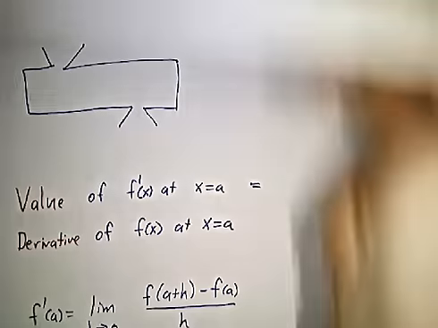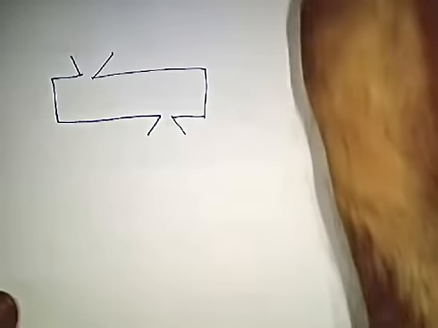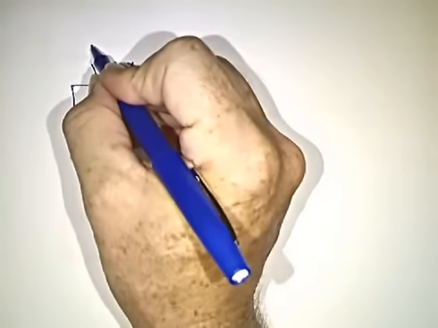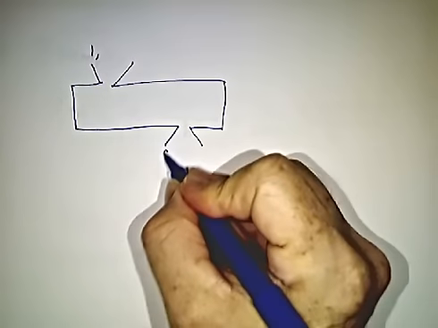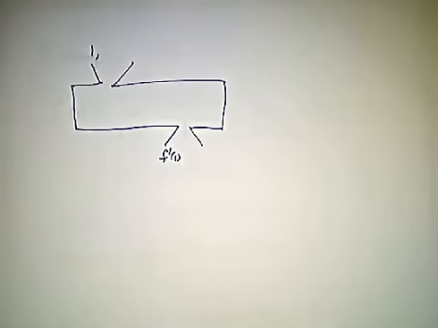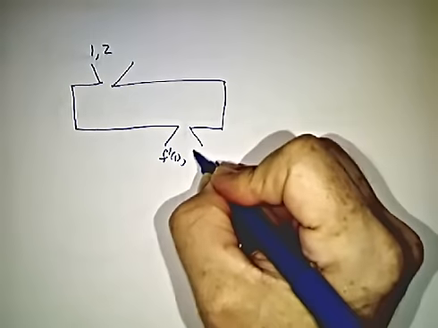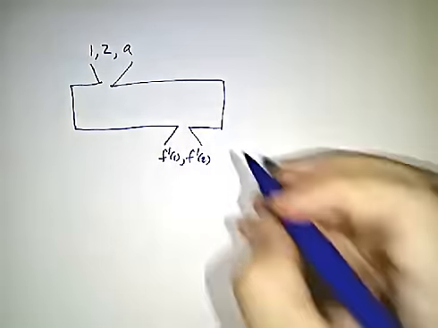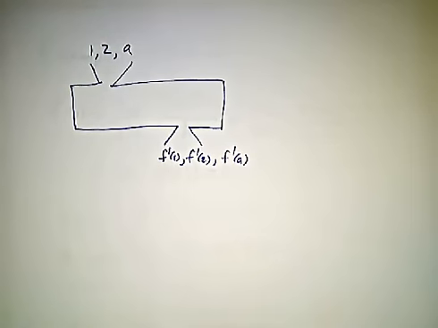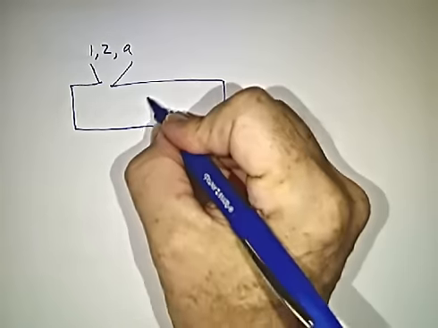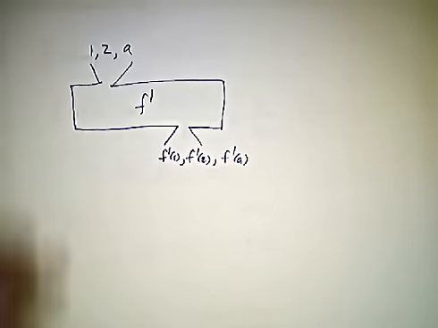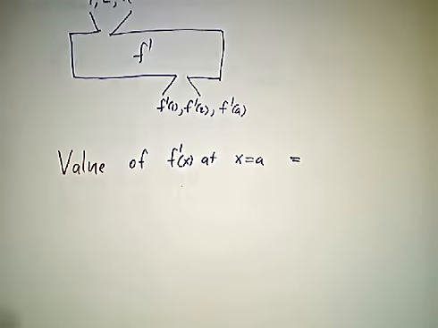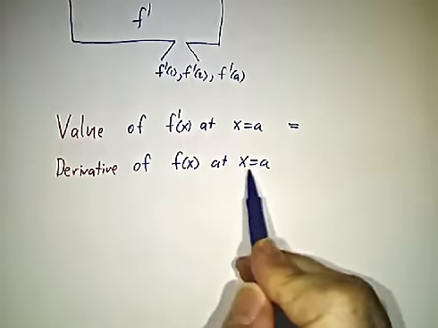Now we want to look at a function. Now this is how I think of a function. A function is a machine that takes numbers and spits out numbers. Now in this case, it might take the number 1 and spit out f prime of 1. It might take the number 2 and spit out f prime of 2. It might take a number a and spit out f prime of a. And we call this the f prime function. So the idea is that the value of f prime at a particular point is the derivative of f of x at that point.